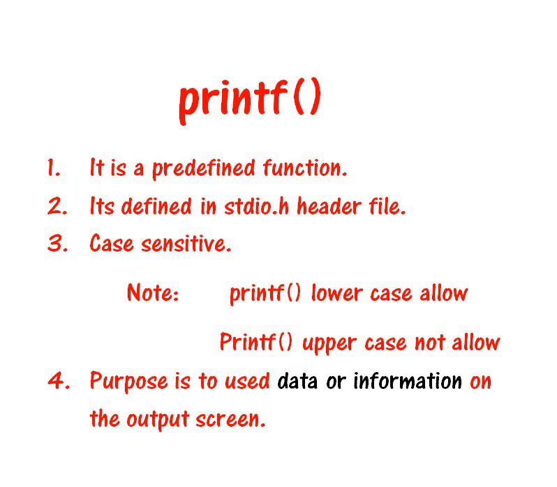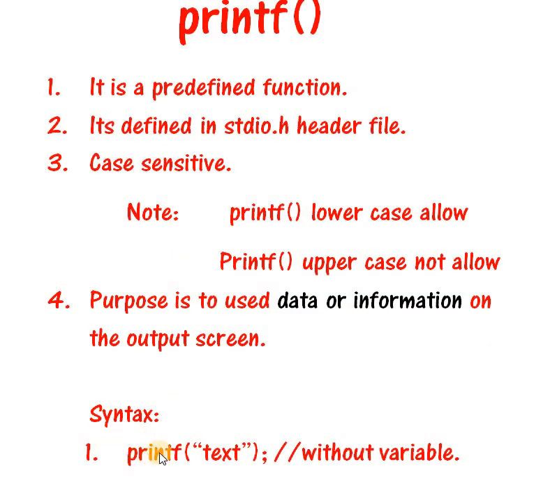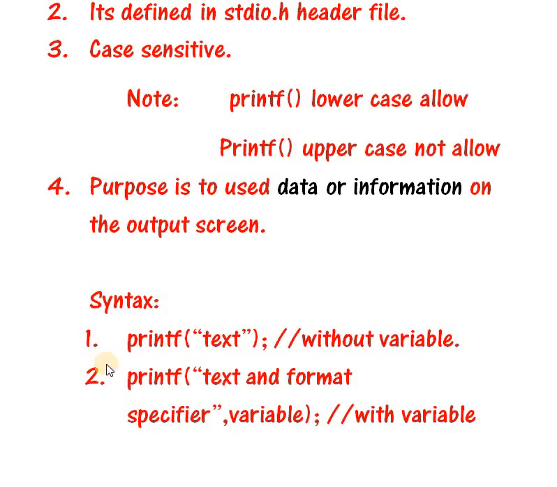Now see the syntax of printf. How we write printf with variable or without variable. We write the syntax of printf in two types. First syntax: printf bracket, double quotation, text. It's without variable. Second: printf, double quotation, text and format specifier. Format specifier I will explain in my tutorial; you can refer to that format specifier tutorial. Double quotation, text and format specifier, double quotation, comma, variable. It's with variable, we can write this pattern. Now see the example.